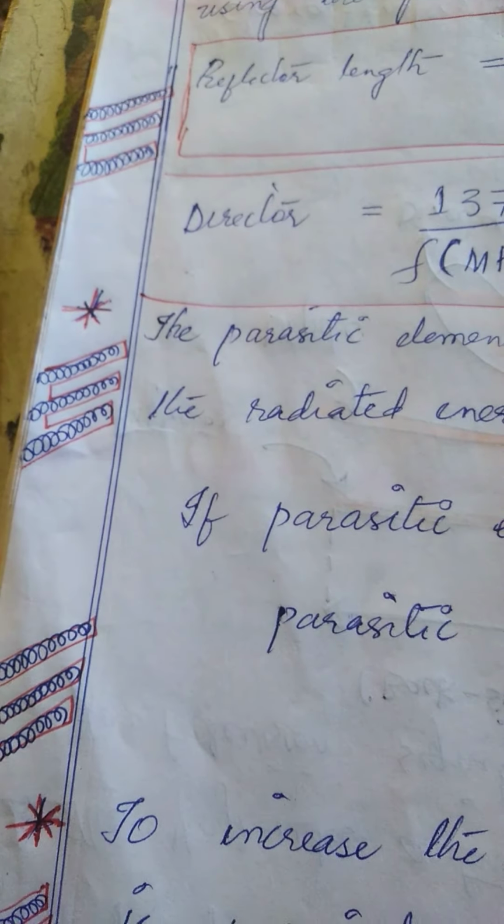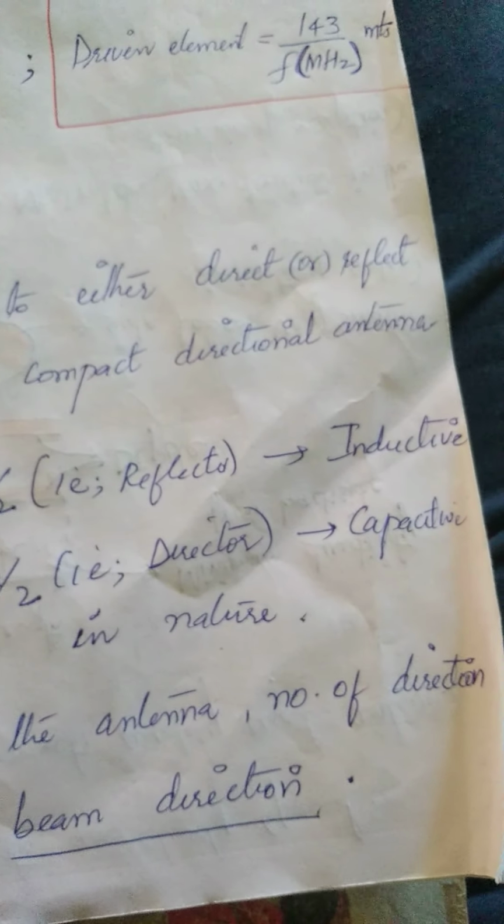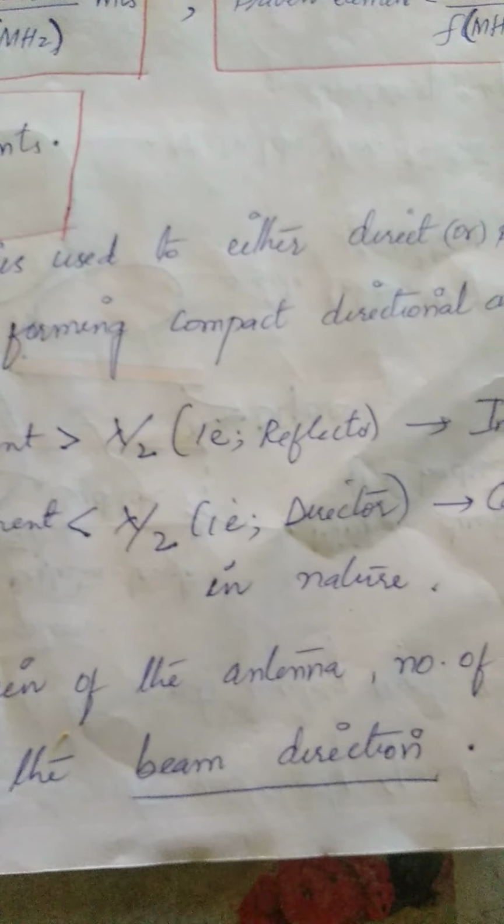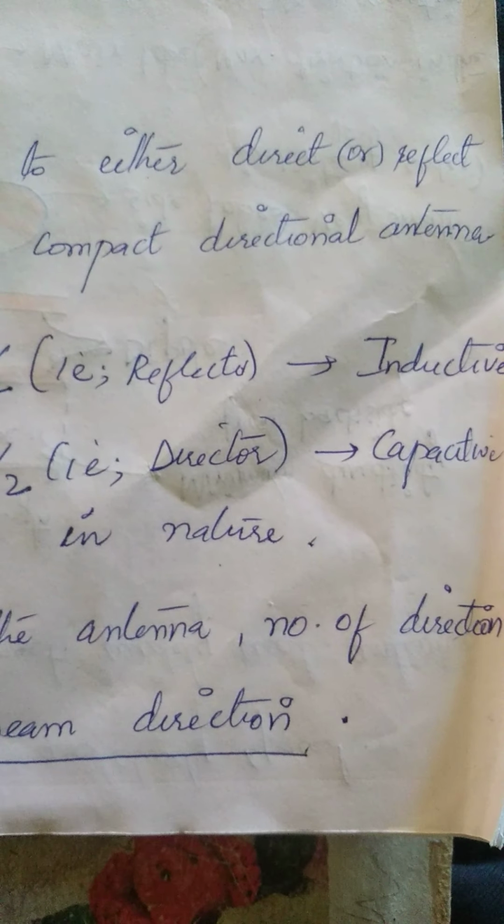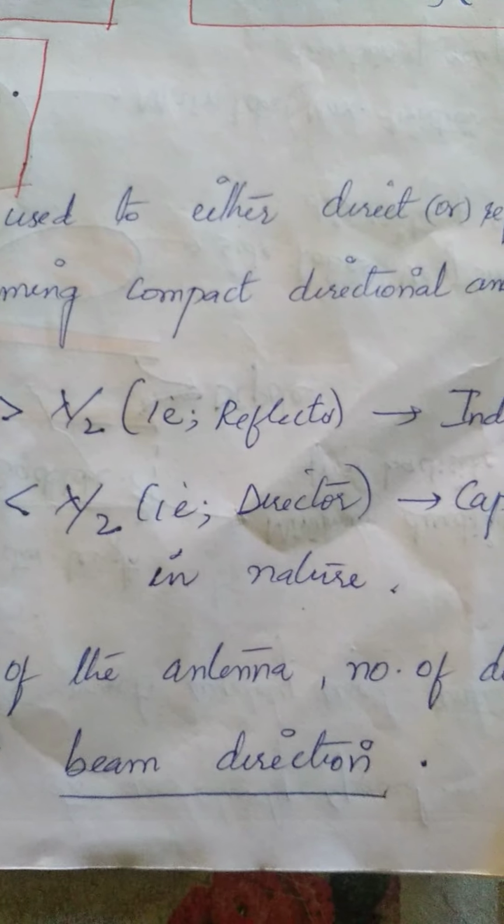And the next thing is that to increase the gain of the antenna, the number of directors in the beam direction is increased. The criterion for increasing it is that we just want to increase the gain of the antenna.